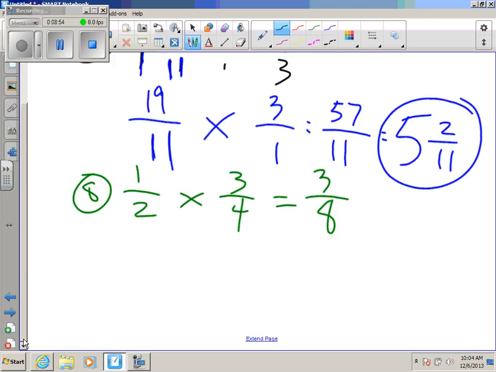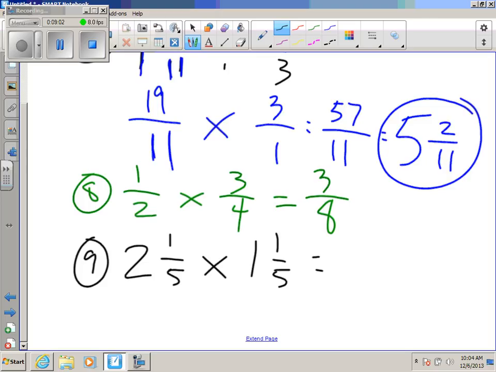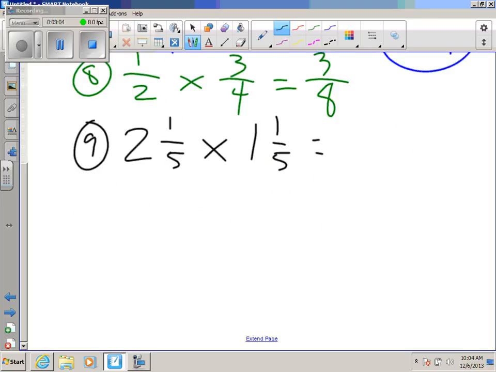Now, number 9, 2 1/5 times 1 and 1/3. Do we have fraction form? So we need to get to fraction form. Good catch. 2 times 5 is 10, plus 1, so 11 over 5. 1 and 1/3: 1 times 3 is 3, plus 1, so 4 over 3. Okay. Anything in common diagonally that I can reduce?